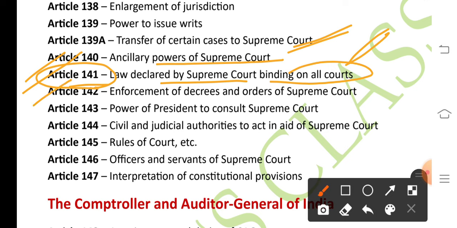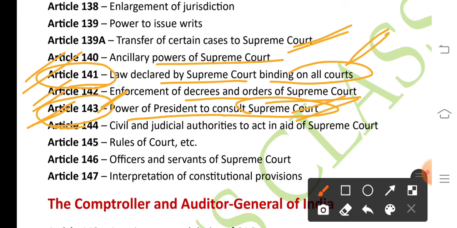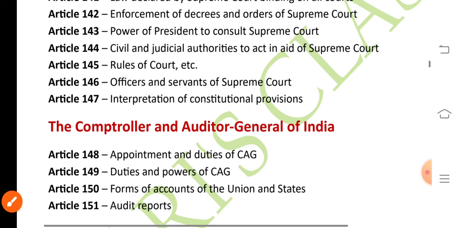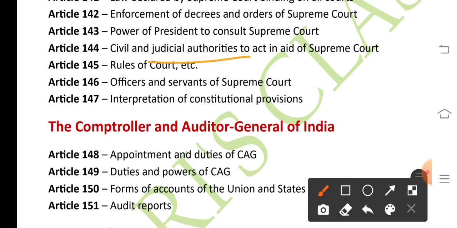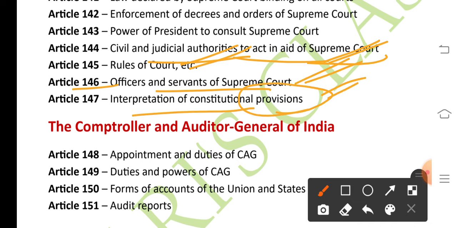Okay. Article 142, enforcement of decrees and orders of Supreme Court. 143, this is also very important, power of President to consult Supreme Court. Recently our President Srimati Murmu ji consulted Supreme Court regarding many questions. So according to this power, this article, she has raised some questions to Supreme Court. So that is this Article 143. And 144, civil and judicial authorities to act in aid of Supreme Court. Article 145, rules of court, etc. Article 146, officers and servants of Supreme Court. 147, interpretation of constitutional provisions.